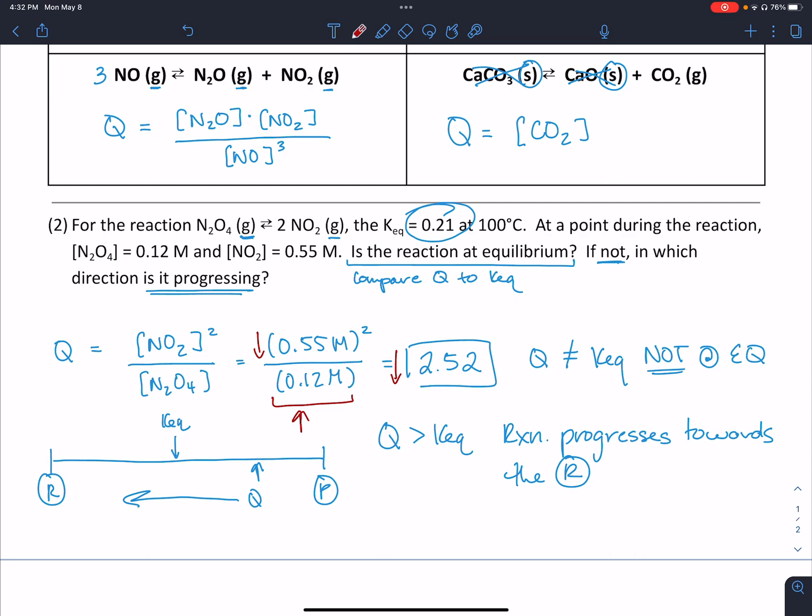Now, obviously, if I knew the Q value, I could find one of my components, just like I can with KEQ. That's another way to use the Q value, but most often it's this type of problem where you're given all of the concentrations to compare to KEQ and decide whether you're at equilibrium or not.